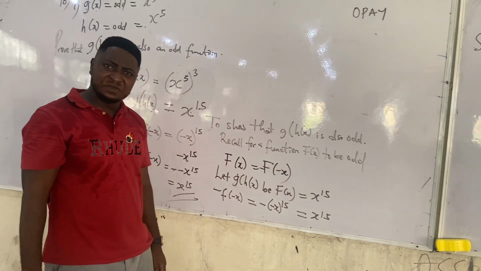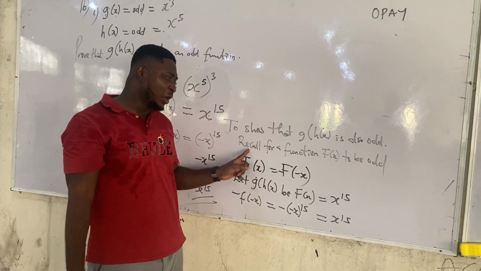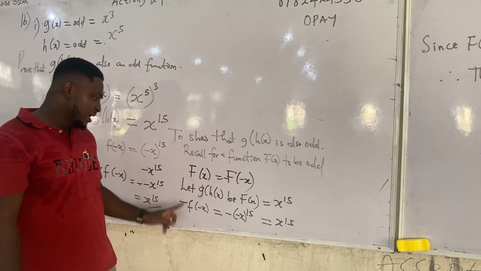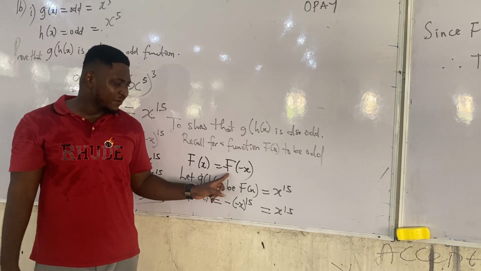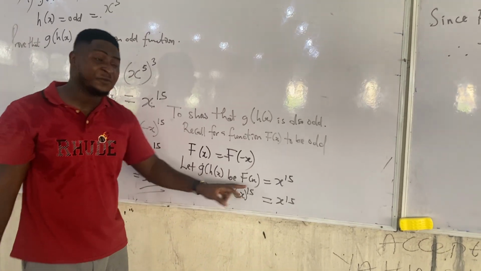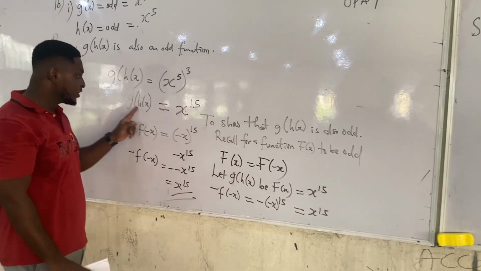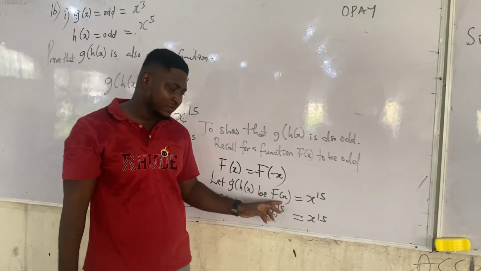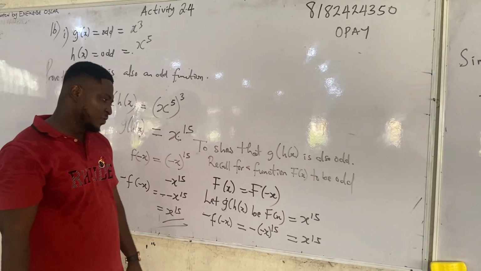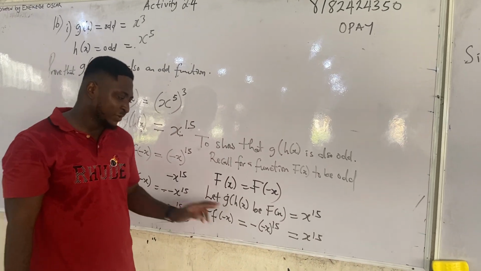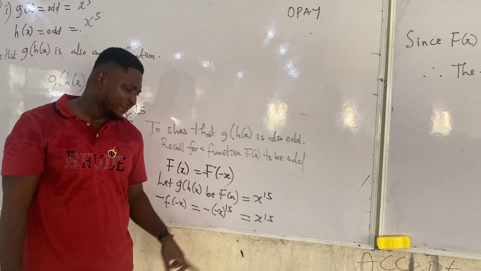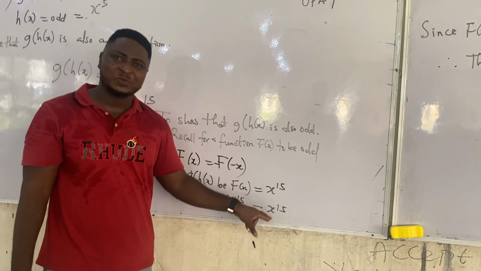Let us check if g of h of x is also odd. We now say recall, for a function f(x) to be odd, f(x) must be equal to minus f(minus x). We now say let g of h of x be f(x) for now. This g of h we just got here, let it be f(x), and that means it's equal to x raised to power 15. Let's now go and find minus f(minus x). Minus f(minus x) is minus of minus x raised to power 15, and we'll find out that it's x raised to power 15.